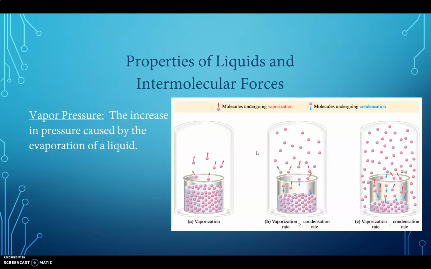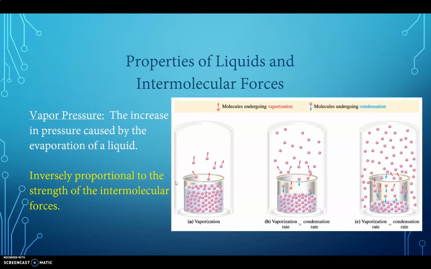So how are vapor pressure and intermolecular forces related? Well, let's think about it. If the bonds are strong in the liquid, it's going to be difficult for those molecules to escape, and so you're going to get less vapor molecules. If the bonds in the liquid are weak, they're going to escape very rapidly, and you're going to get lots of vapor molecules, and thus more pressure. So unlike the previous properties, vapor pressure and intermolecular forces are inversely proportional. The stronger the bonds in the liquid, the less vaporization you get, and the less vapor pressure you get.